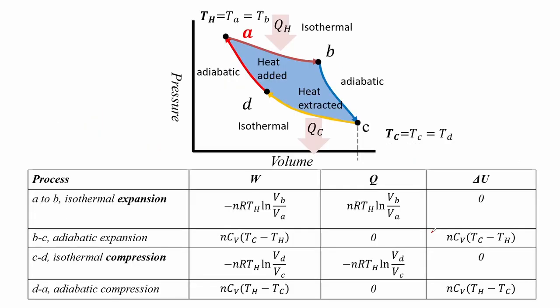Here we summarize the work, heat, and internal energy for the Carnot cycle. We see the work, heat, and internal energy equations for the different processes. The process starts with an isothermal expansion from state A to state B. Then it is followed by an adiabatic expansion from state B to state C. Next is an isothermal compression from state C to state D. Finally, it is followed by an adiabatic compression where it goes back from state D to state A.